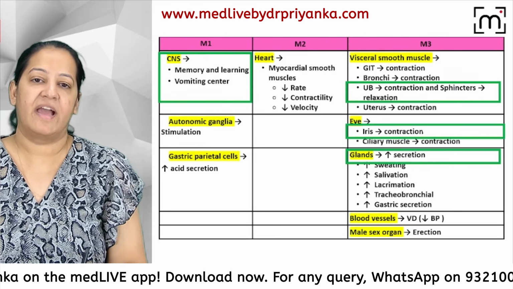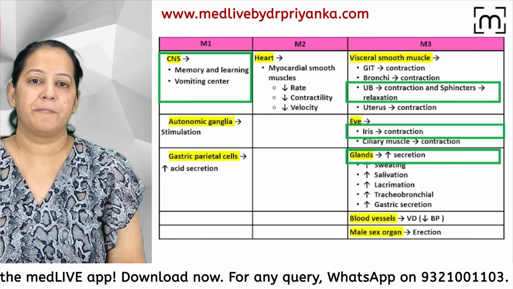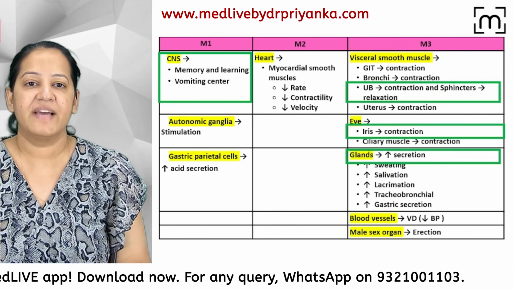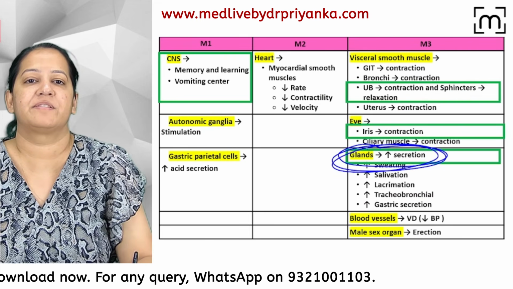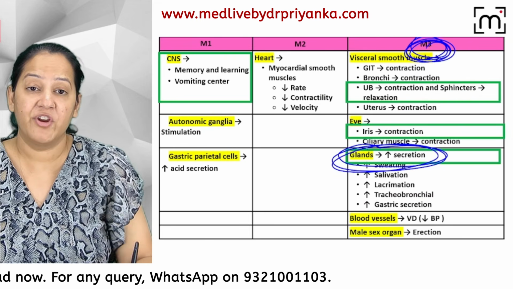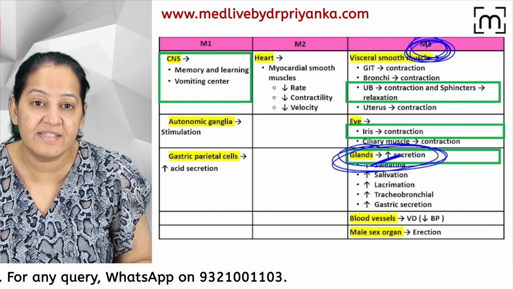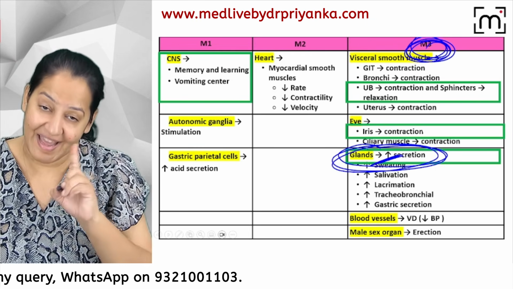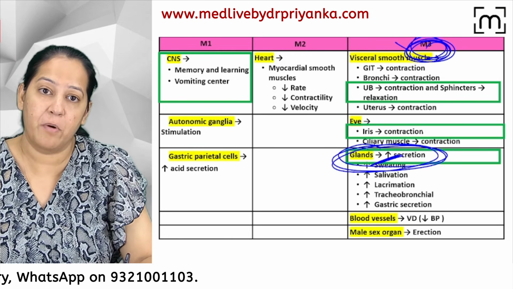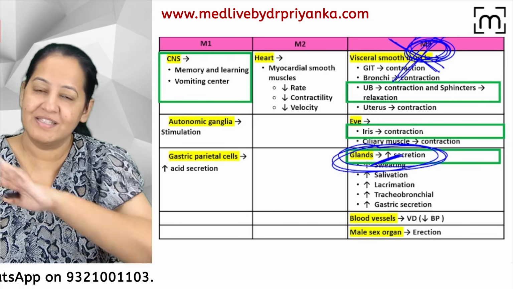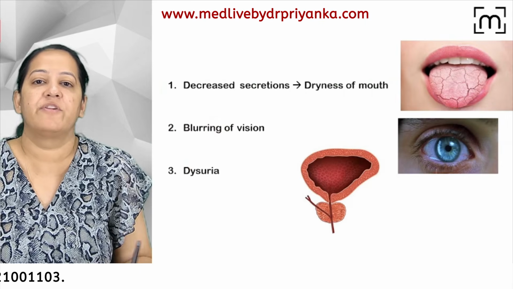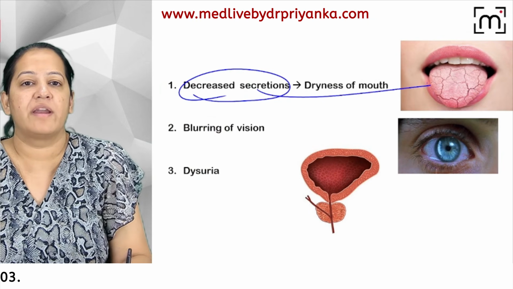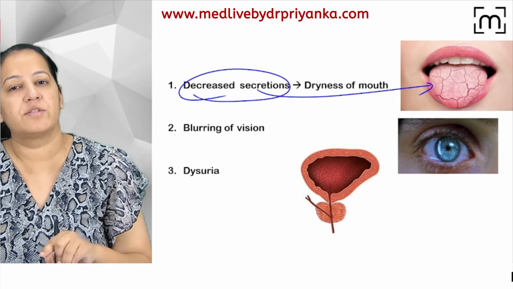In anti-muscarinic action, what does acetylcholine do on the glands? On the glands, M3 receptors are present. Via M3 receptors, acetylcholine increases the secretion. H1 antihistaminics are blocking M3 receptors. Since the M3 receptors are blocked, secretion will reduce. So decreased secretion, dryness of the mouth. They produce dryness of the mouth.